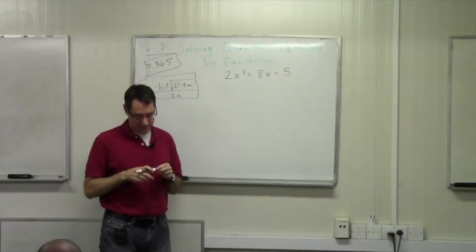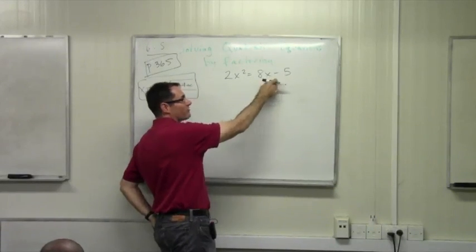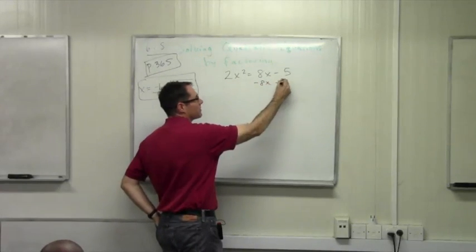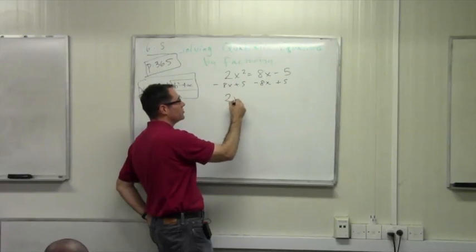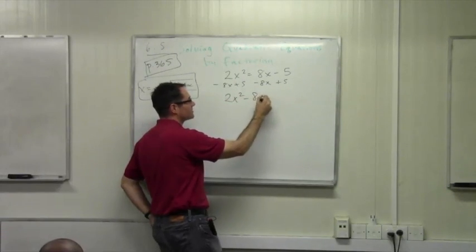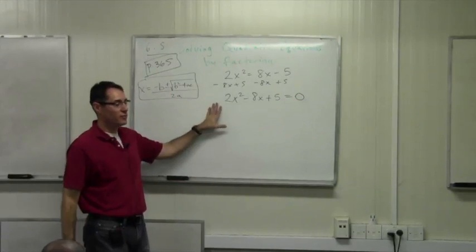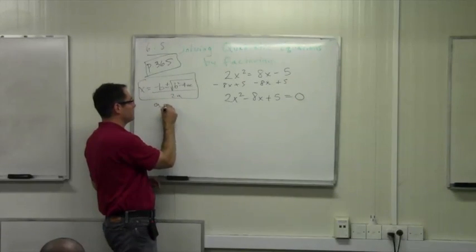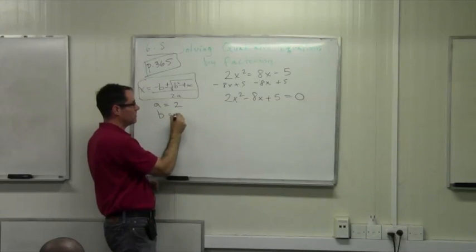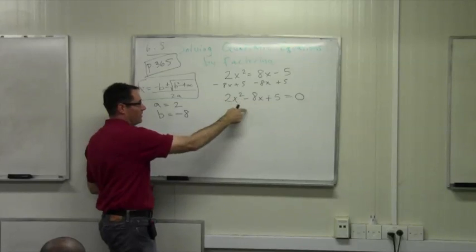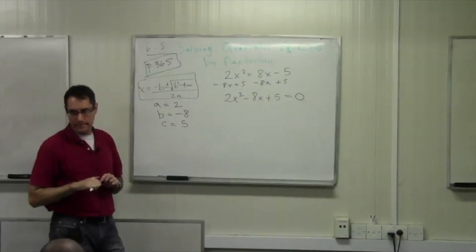Is it in the right form? No. So we put it in the right form. We have to subtract this whole thing from both sides. Negative 8x plus 5. So we get 2x squared minus 8x plus 5 equals 0. Now it's in the right form. What's a equal to? 2. What's b equal to? Negative 8. You got to be careful on that. And what's c equal to? 5. Okay.